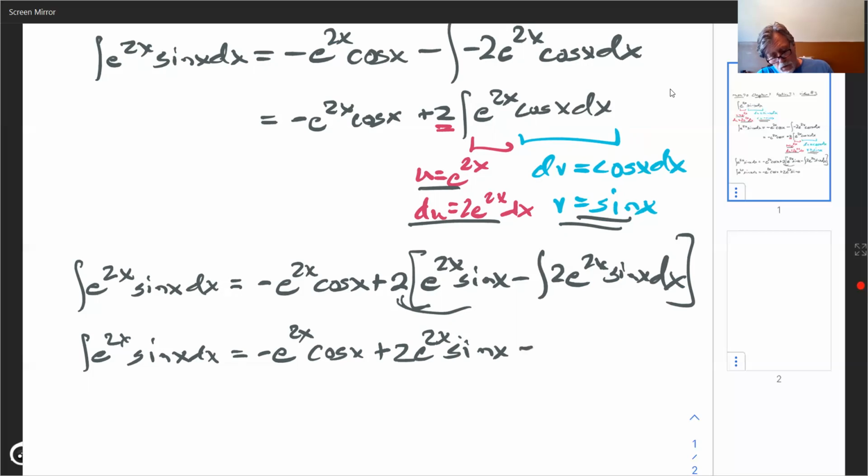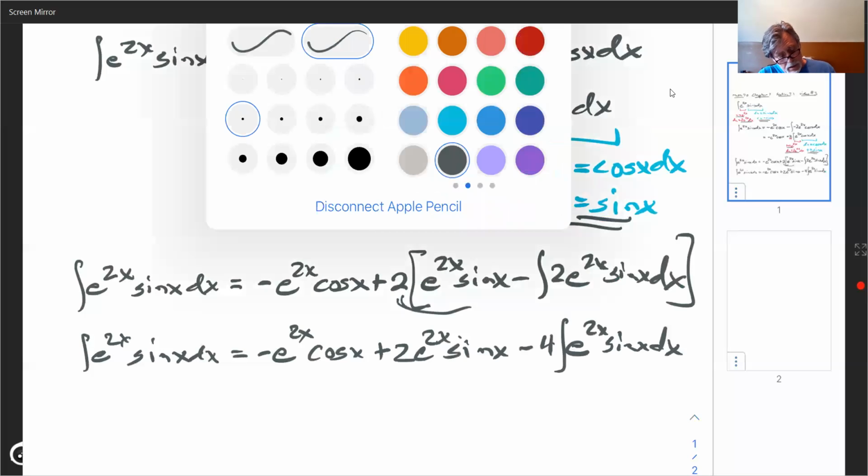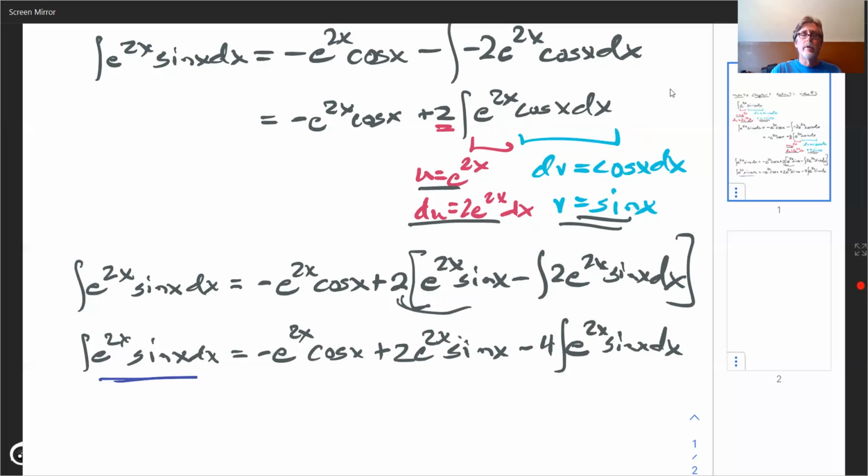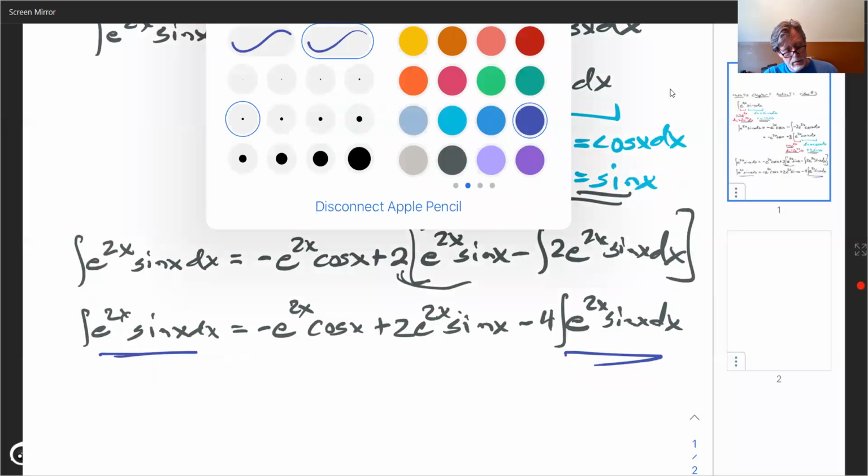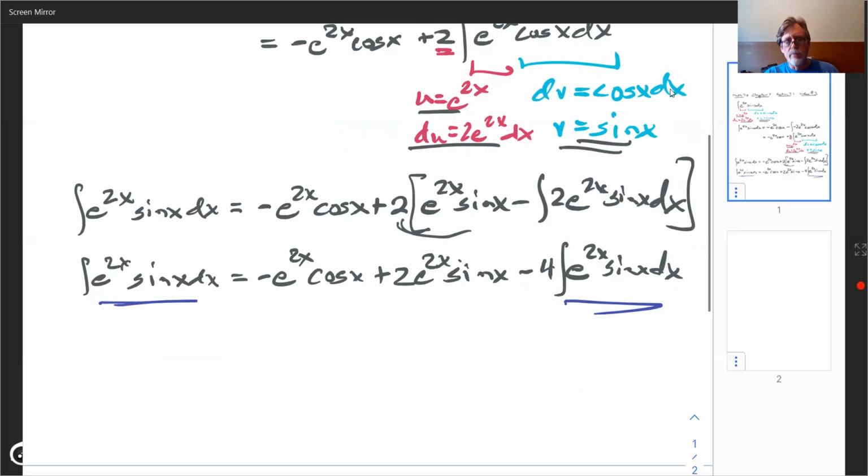So minus 4 times the integral, that's important. So let's put that back. Minus 4, I brought out the 2 times another 2 is minus 4, integral e to the 2x sine x dx. And what do you notice here in this case? This integral and this integral, it's the same integral. So algebra says, if you want to know that value, treat it like an algebraic expression and solve it. So what we all do here in this case is we bring this over as a plus 4 integral e to the 2x sine x dx.